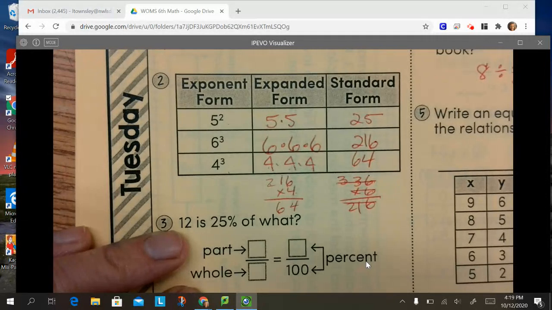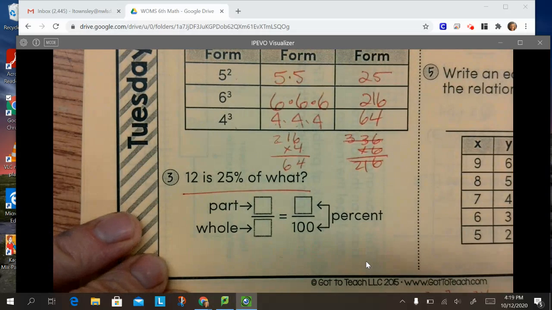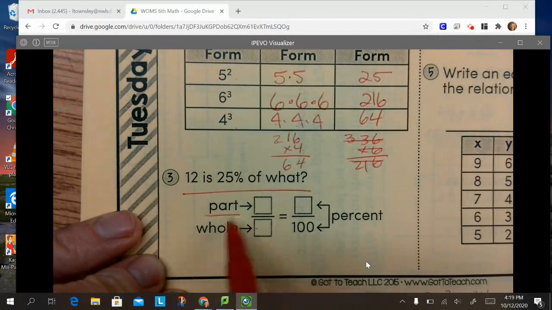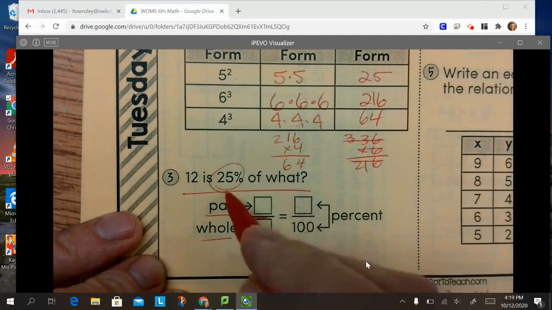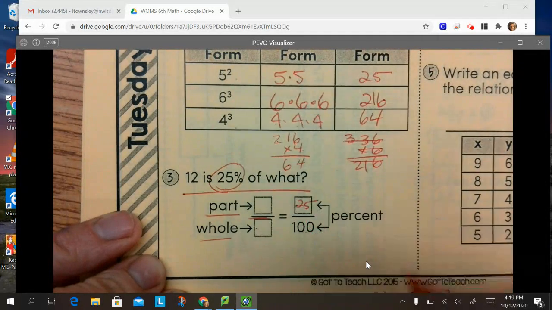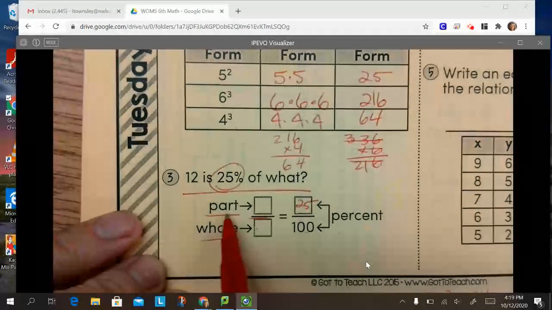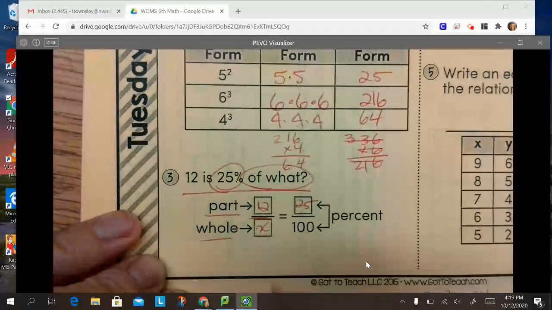All right. Good job. The next one: 12 is 25% of what? You want to put all of these parts of the question into this proportion. They have it set up for you where it's part over whole, something to percent. They give you the percent here, so you fill that part in. That's easy. 12 is the part, because 12 is of what? Of what is your whole. That's the number that you just don't know.